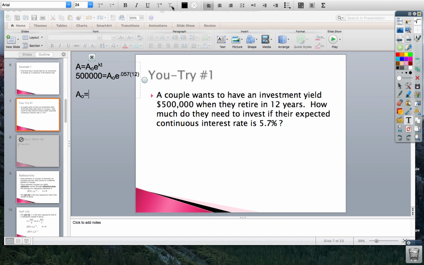we're essentially just dividing by e to the 0.057 times 12 on both sides. So we're left with 500,000 divided by e to the 0.057 times 12. And when you type this up in your calculator, you end up with $252,297.29. So this is the initial amount that they need to invest if they want to keep it in there for 12 years.